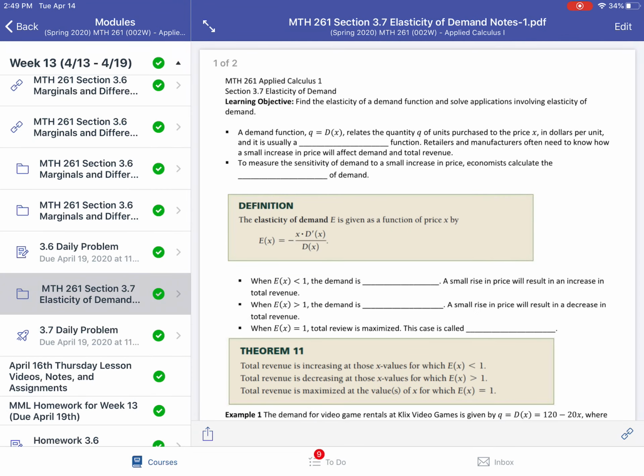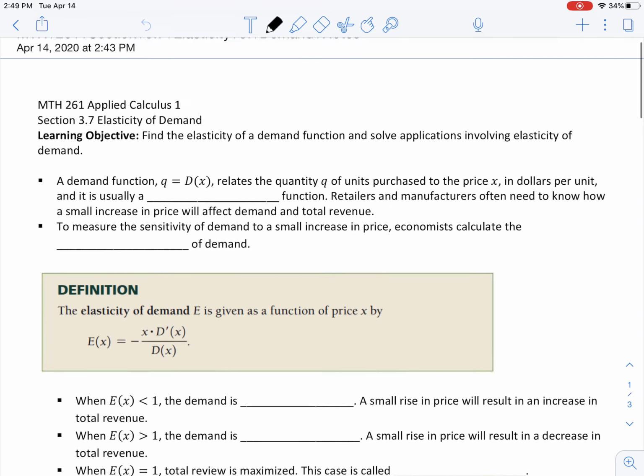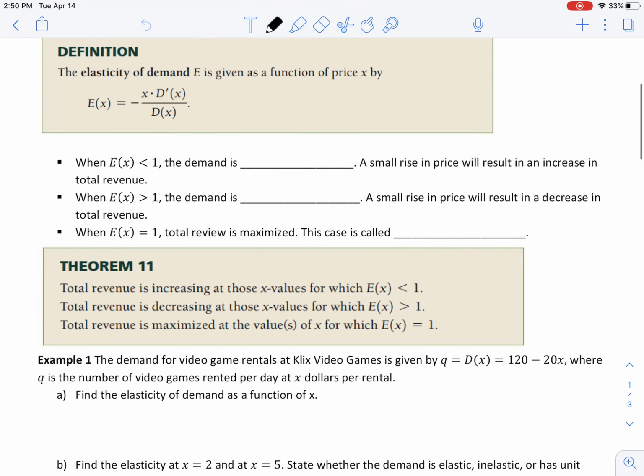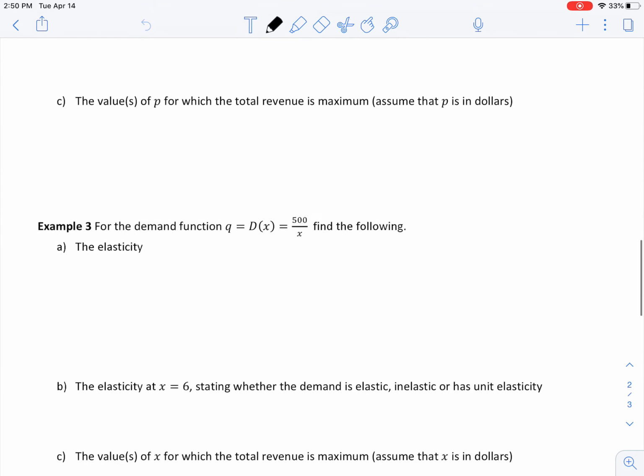Alrighty, let's get started on the 3.7 notes, which I have posted the blank one on Canvas. Let's open it up. I don't know if you're taking econ. I did take it, and I went over all these, I think it was micro or macro, I can't remember. But if you're taking it, you've heard of the word elasticity before. But we're going to do that using calculus. We're going to use the derivative to find the function, and then we will plug in some values and decide whether the demand is elastic, inelastic, or has unit elasticity.